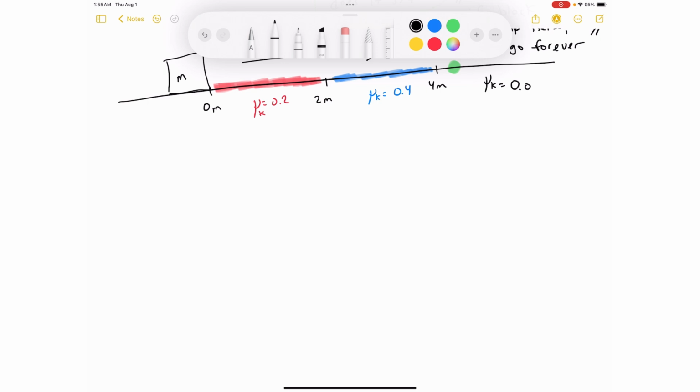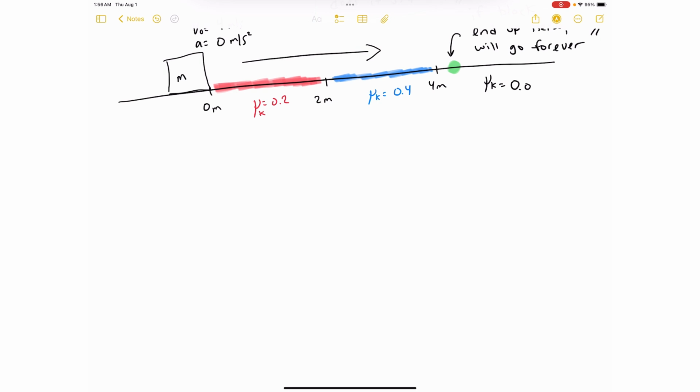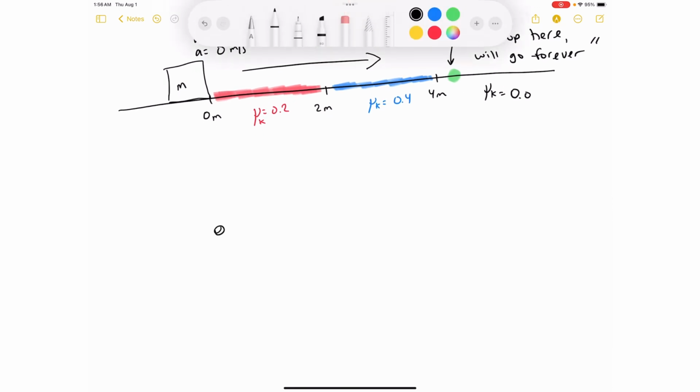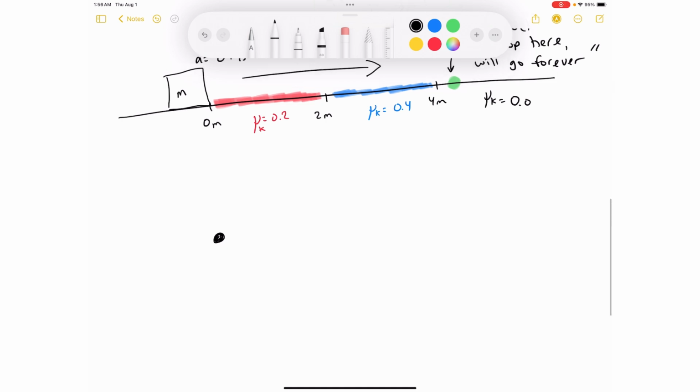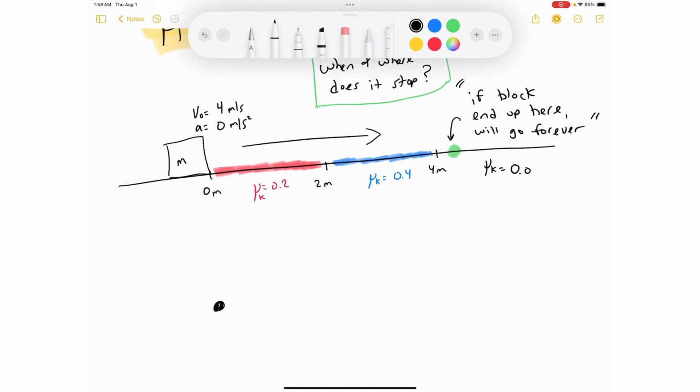What we're going to do is create a free body diagram of the box. I'm going to draw a little dot, and this dot represents the box. When the box hits the red patch, it's going to slow down because there's friction there. But how much is it going to slow down? What's the acceleration once it hits that red patch? Once we figure out the acceleration, we can figure out when it's going to stop.